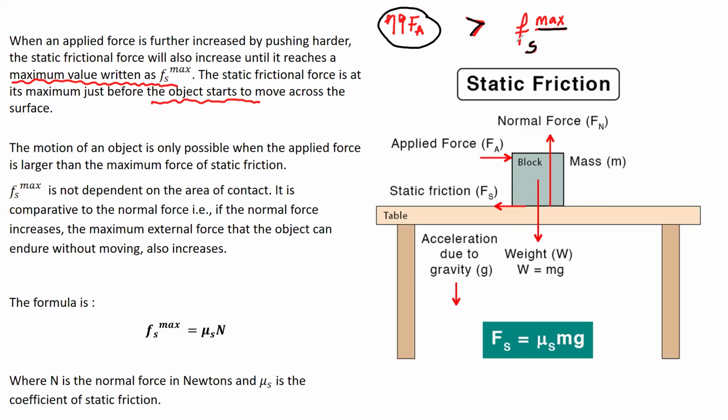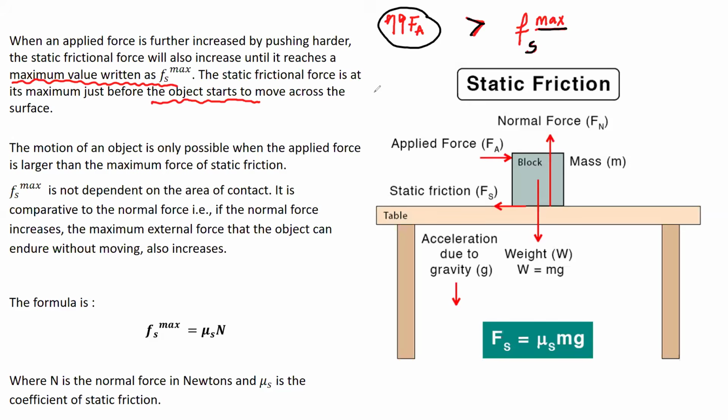All right. Say, we hear you. Can you summarize that, Mr. X? I got your back. Movement of an object is only available when the applied force is greater than the maximum static friction.